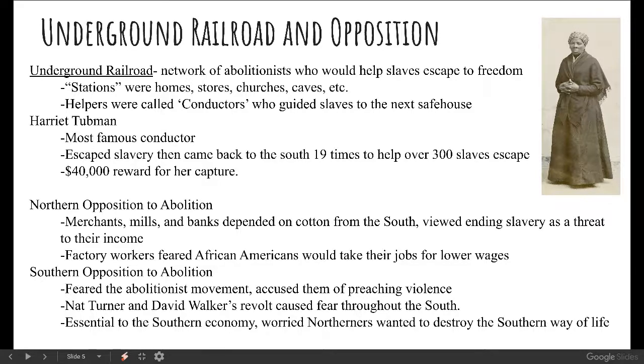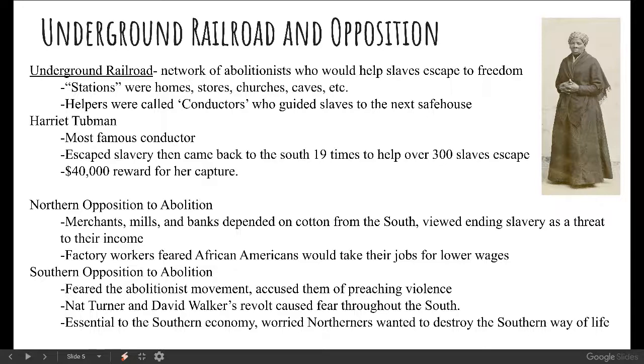One of the most famous conductors is Harriet Tubman, of course. She's pictured right here. She escaped slavery herself and then came back to the South 19 times to help over 300 slaves escape from slavery. She even served in the Civil War, leading a Black group of soldiers to fight against the whites and to help preserve people's rights and help them escape slavery even further. In the end, there was a $40,000 reward for her capture. So Harriet Tubman is a big abolitionist, a major figure in American history.